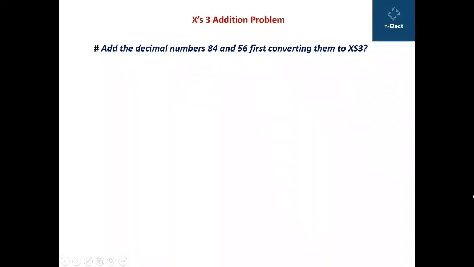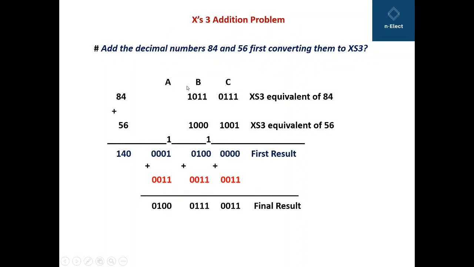One more example of excess 3 addition we will see here. Add the decimal numbers 84 and 56, converting them first to excess 3. Here when we add 84 plus 56, 6 plus 4 is 10, that is 0 with a carry of 1. 5 plus 1 is 6. 8 plus 6 is 14. So you will get 140.